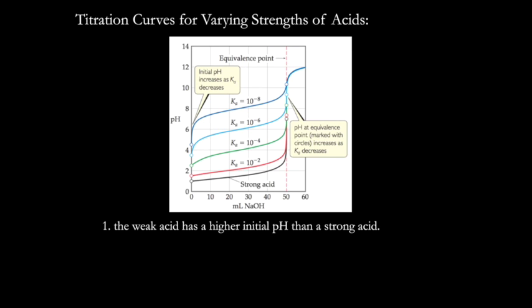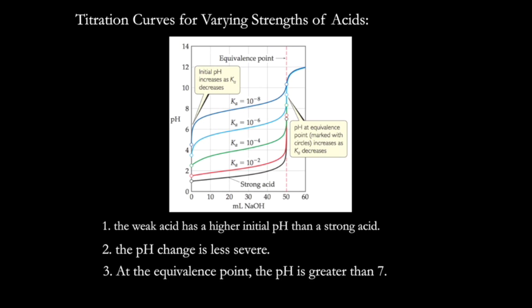The first thing is that the weak acid is going to have a higher initial pH than the strong acid, which makes sense because remember, a strong acid has a very low pH while a weak acid has a higher pH simply because it has fewer hydrogen ions that have dissociated because it's not good at breaking apart. That's what makes it a weak acid. Another thing is that the pH change that you see to reach the equivalence point and beyond is less severe the weaker the acid is. And finally, at your equivalence point, if you're dealing with a weak acid, then the pH is going to be greater than 7. And notice the weaker the acid, the higher the pH is at the equivalence point.